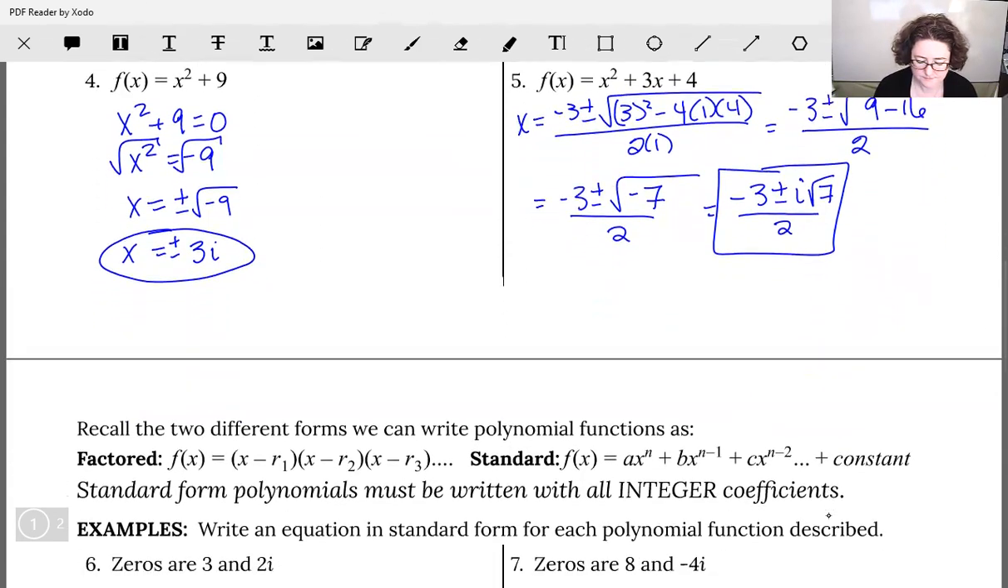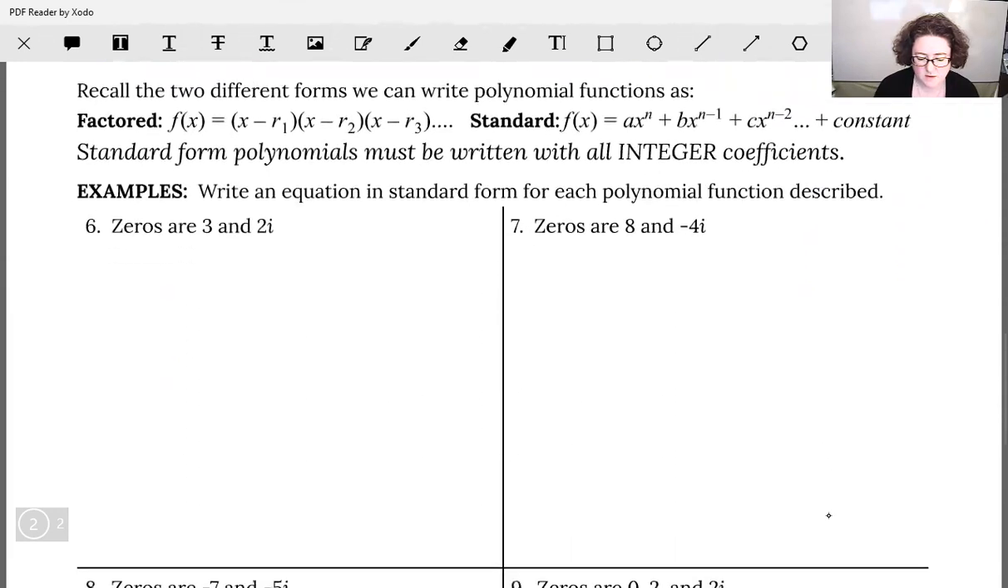Here we go. So this is basically letting us bridge the gap between factored form and standard form. Now, in lesson 6.1, I mentioned standard form from here on out is always going to have real, or technically integer, coefficients. So no fractions. That also means no complex numbers. So I am still going to write my function in factored form, but then I'm going to have to multiply everything out to actually write it as standard form with all integer coefficients in there.